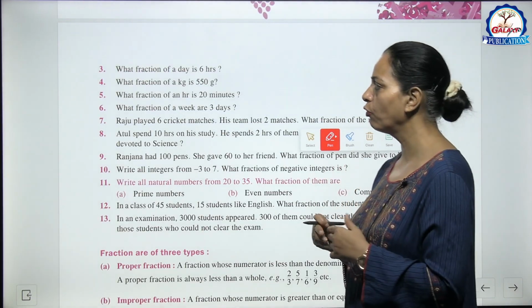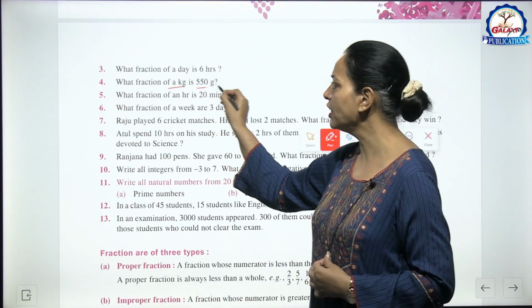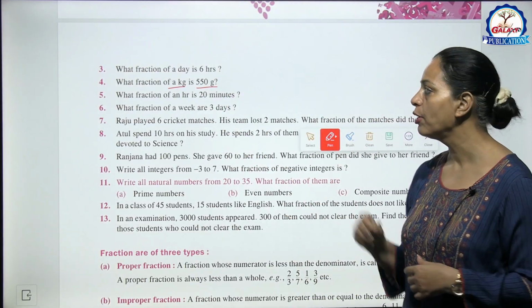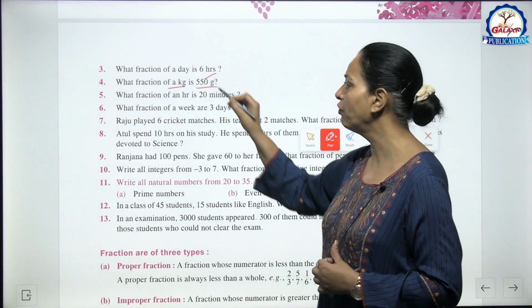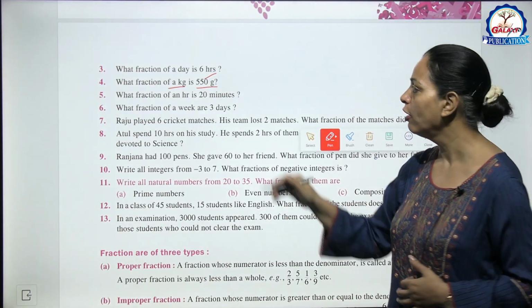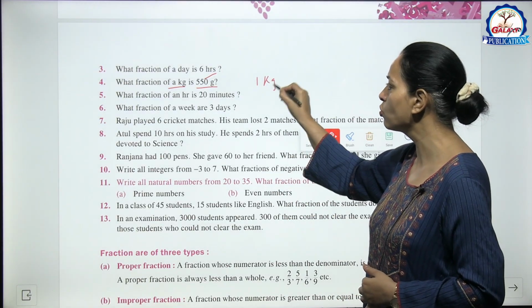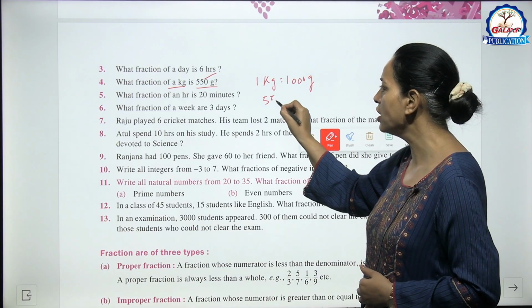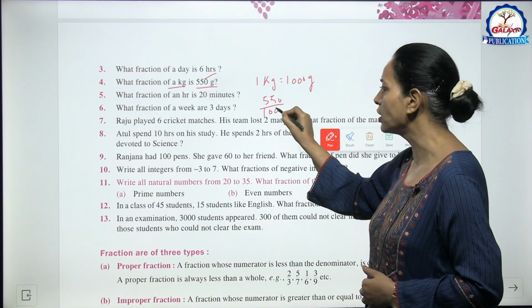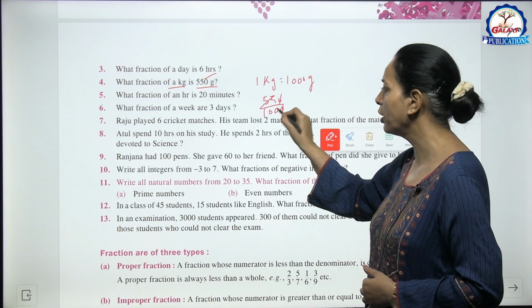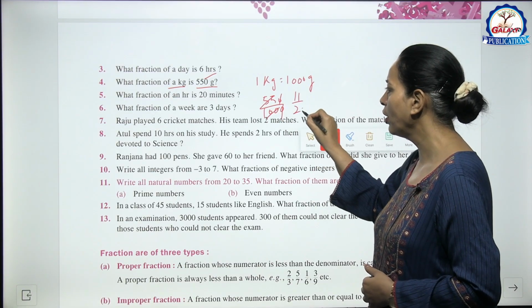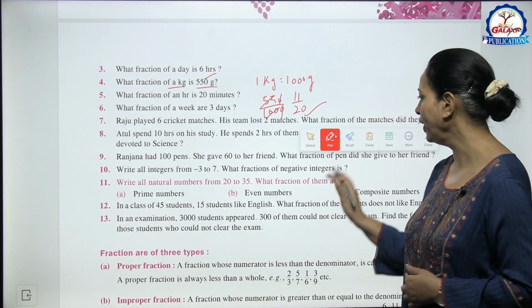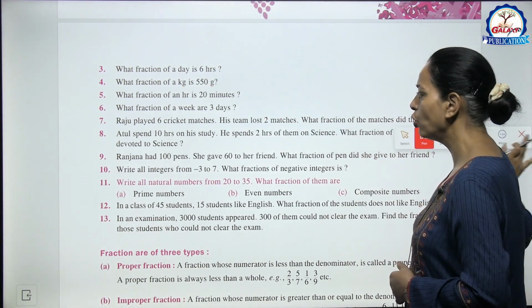Now see question number 4. What fraction of a kg is 550 gram? 1 kg का 550 gram कितना fraction है? You know 1 kg equals to 1000 gram. So 550 upon 1000. We can cut the 0, cut it by 5. So 11 upon 20. Right? So I hope this is clear to you.